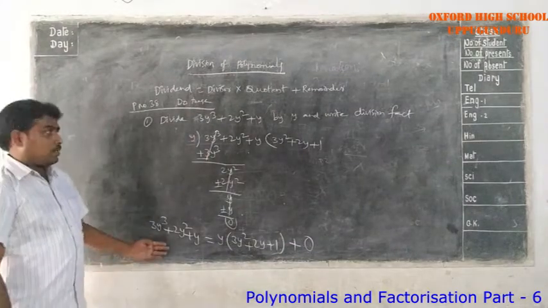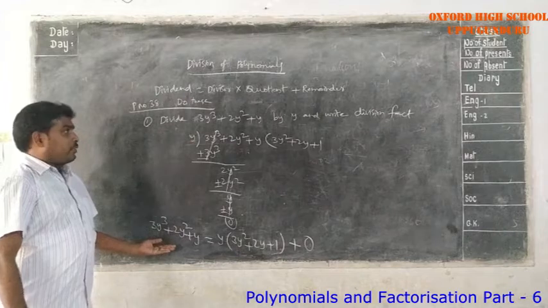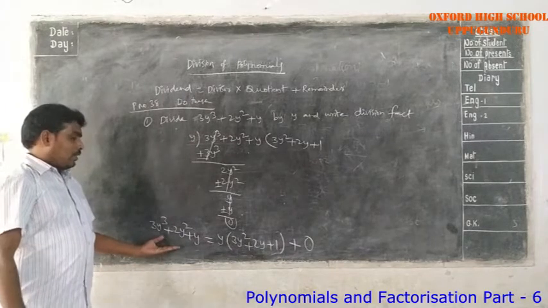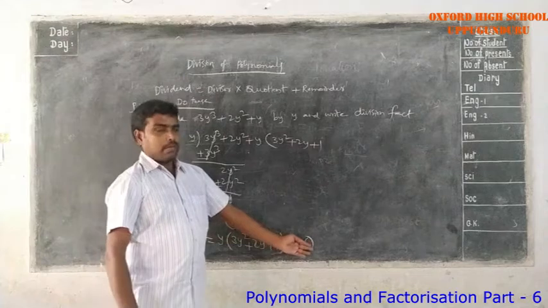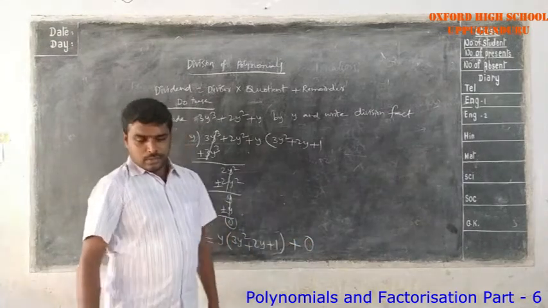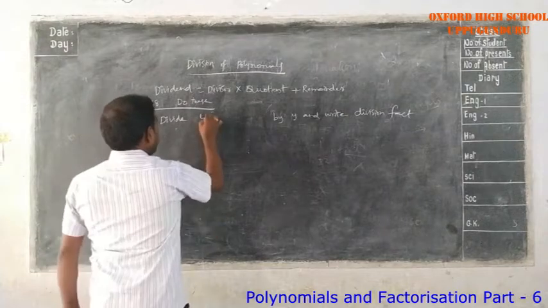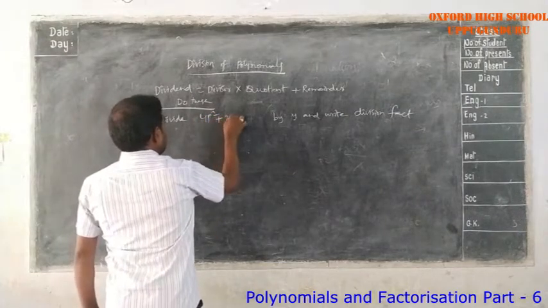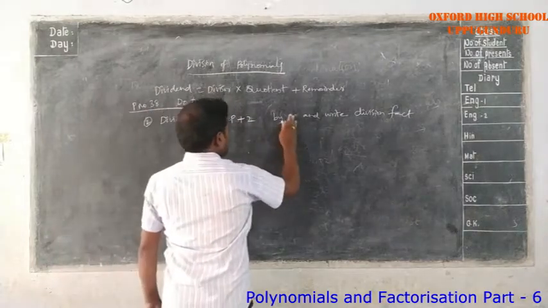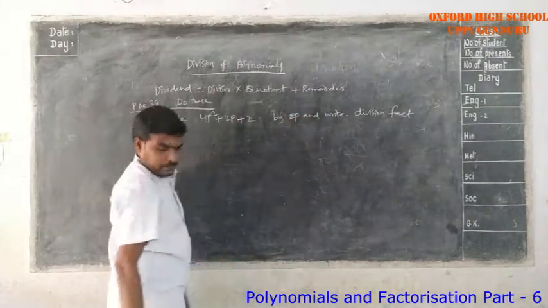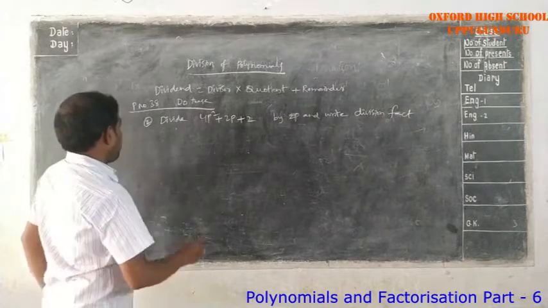So in this way we are dividing the given polynomial with y and we are representing the division fact. What is the division fact? Dividend equal to divisor into quotient plus remainder. Remainder is 0. Next, second problem. Divide 4p square plus 2p plus 2 by 2p and write the division fact.